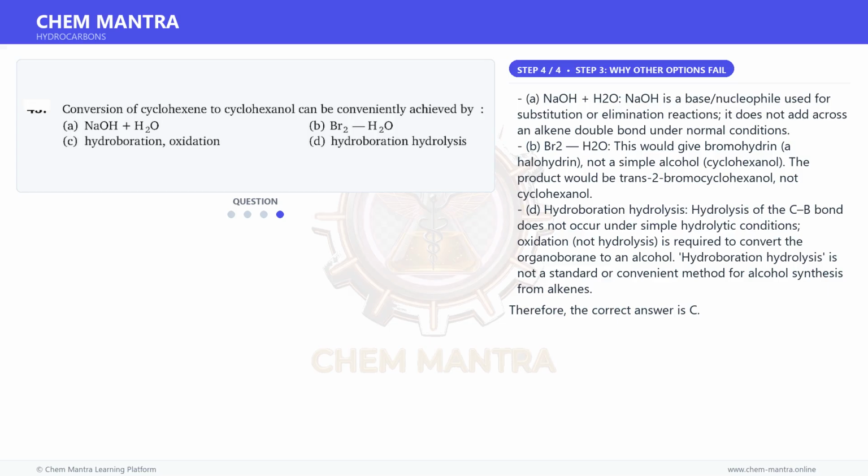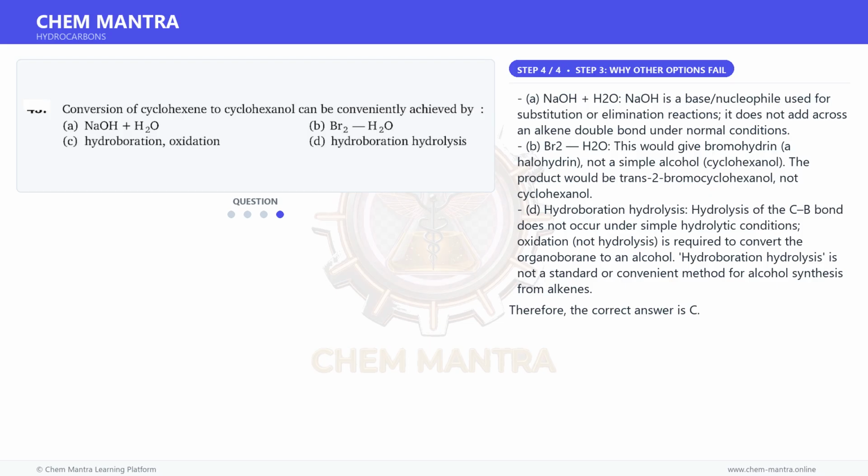And for the final step, A, NaOH, H2O. OH- is a base and nucleophile used for substitution or elimination reactions. It does not add across an alkene double bond under normal conditions.